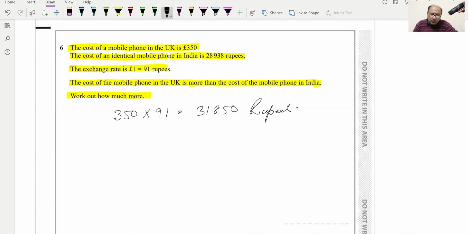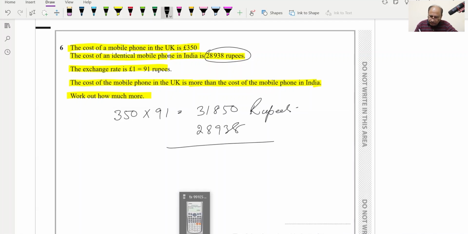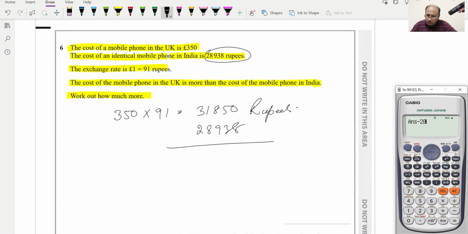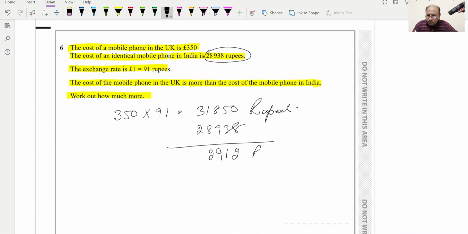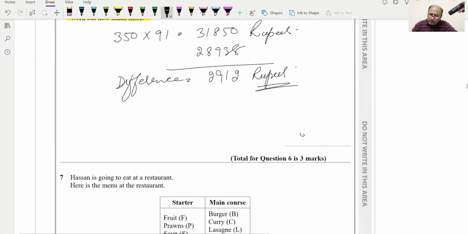And next, we can see the identical mobile phone in India is this price, so we can check the difference, which is 31850 minus 28938, and this is equal to 2912, and this will be in rupees. This will be the difference. We can write here the difference is equal to this much. So the answer at the proper place will be this one.